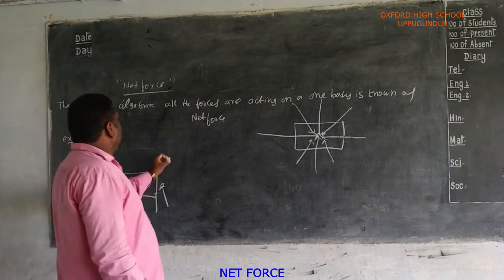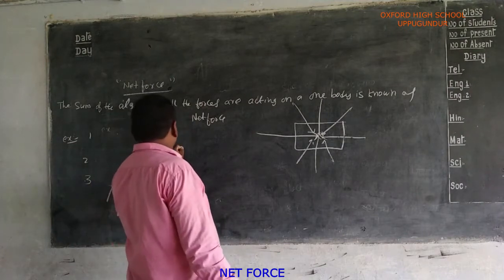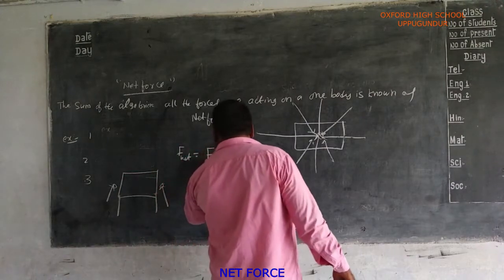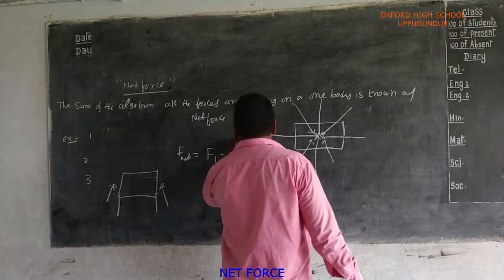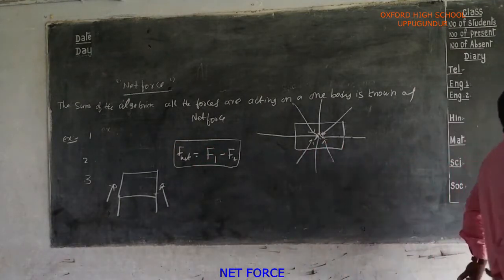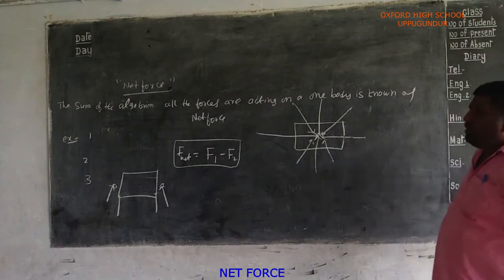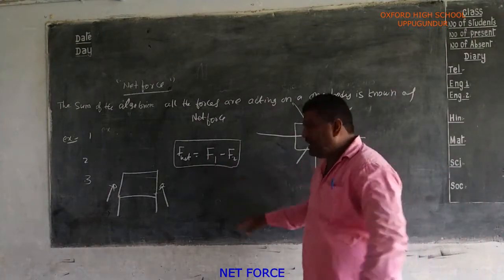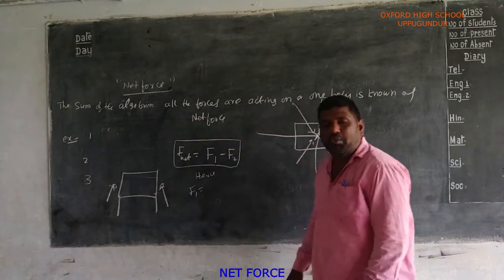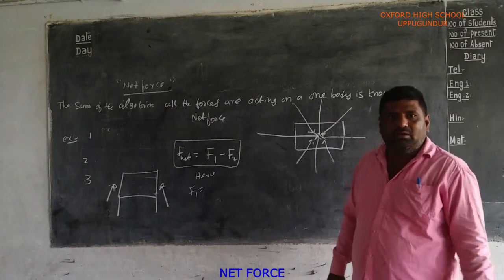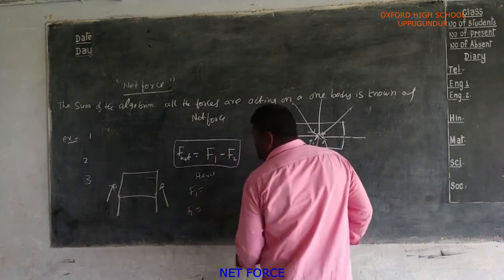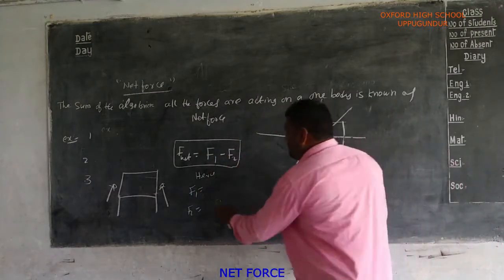Now the formula for the net force: F net is equal to F1 minus F2. This is the formula for how to find the net force. Here F1 means the force of the first boy pushing the bench, and F2 is the force of the second person, opposite to the first.